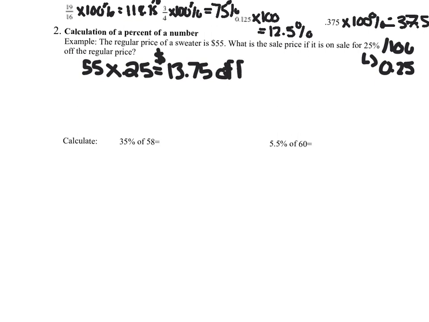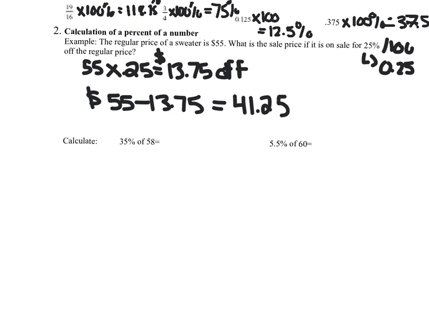So you're not quite done because you have to take the $55 and subtract $13.75. So the actual price of this sweater now is $41.25. So that is the actual sale price. Sometimes people forget this step, I find. Because remember, that's the discount. That's what you're actually going to pay for the sweater.